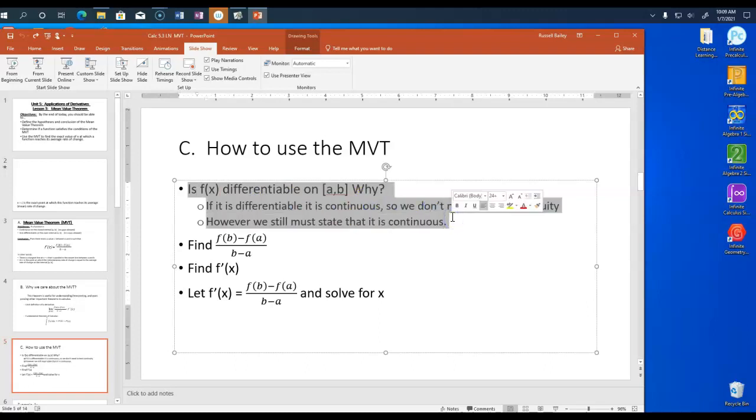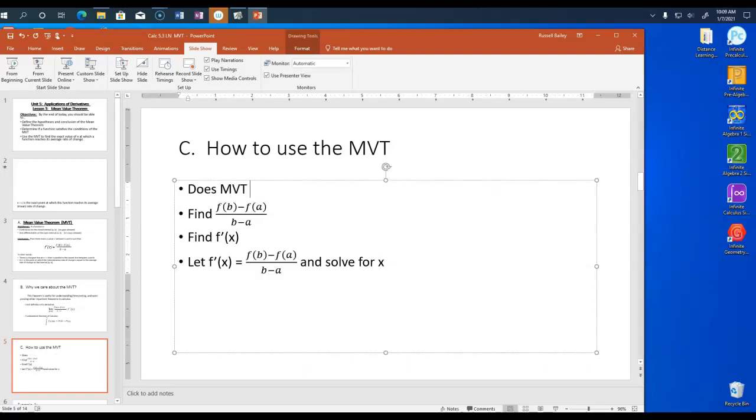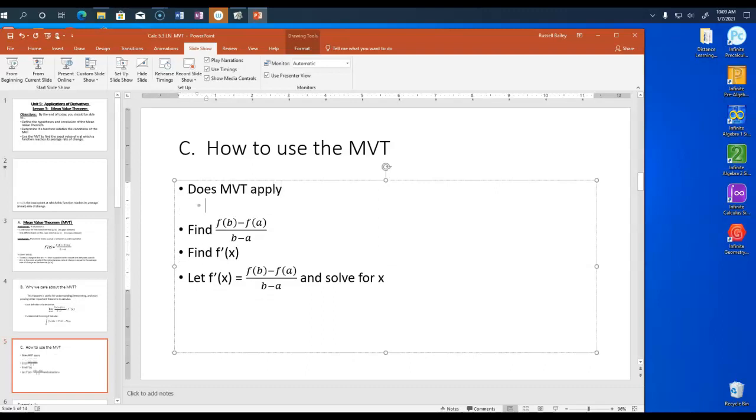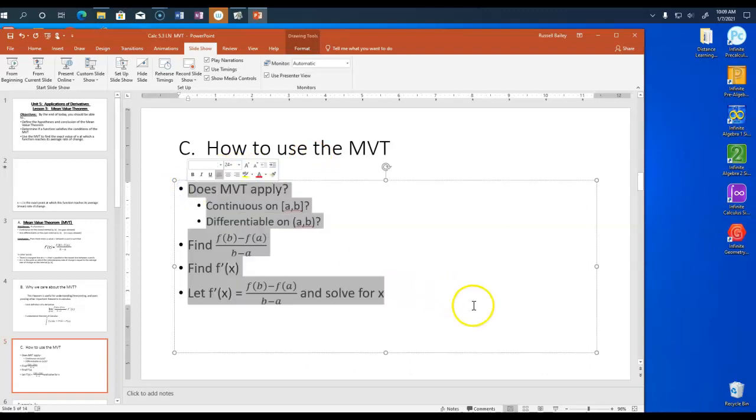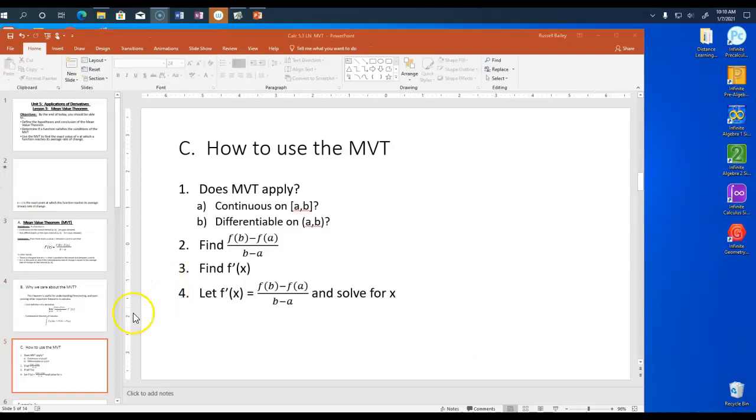So the first thing we want to do is ask ourselves, does the MVT apply? That's really what we're trying to do there. And then as a side note, we need to see, is it continuous on [a, b] with the endpoints included? And then we need to see if it's differentiable on (a, b). Okay? So that's really the first step there. I think I'm going to go ahead and change these bullets here to numbers as well. All right, so there we go.